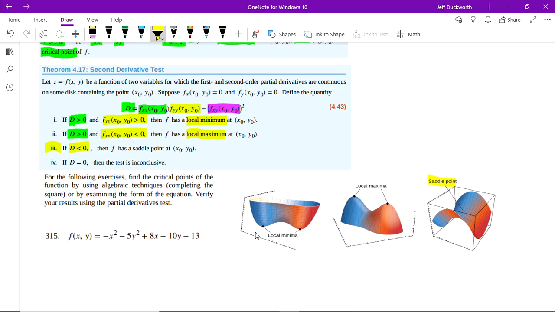These other ones, here are two local min points on this graph here. One of those is likely to be a global or absolute min. Similarly, local max on these.